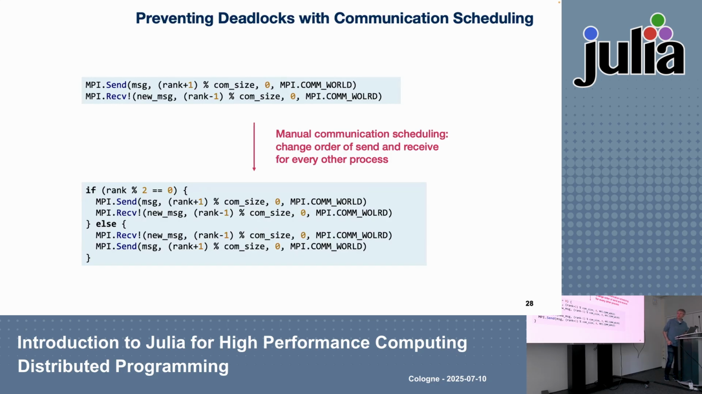And what you can do, for example, is a manual communication scheduling where you think about the order of the sends and receives, so that there will not be a lock. In this case, it's quite simple. For the ranks, you alternate the order of the send and receive functions. So the even ranks first send and then receive, and the odd ranks first receive and then send. And then this will prevent this kind of lockup.